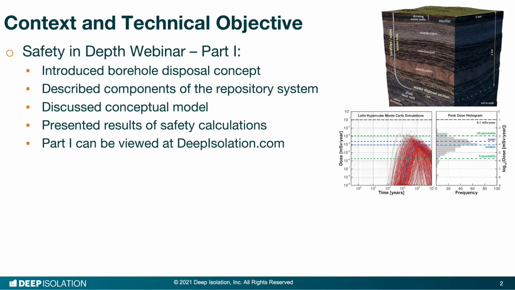In a webinar in May of last year, we gave you an overview of our generic work on long-term repository safety. We introduced the general borehole disposal concept, described the main components of the repository system and how they are represented and integrated in our conceptual model. We then discussed the results of our initial safety calculations. This included a deterministic reference scenario, but also sensitivity analysis, disruptive events, and a probabilistic safety assessment. You can view this technical presentation and the question and answer session that followed by going to Deep Isolation's website.